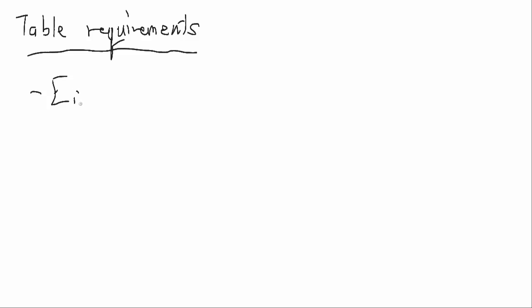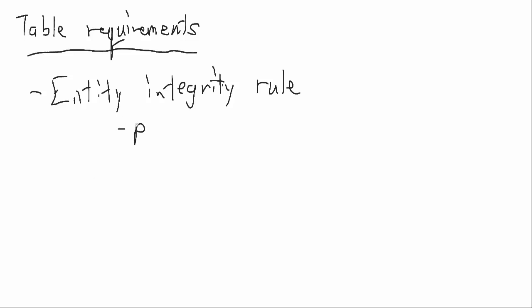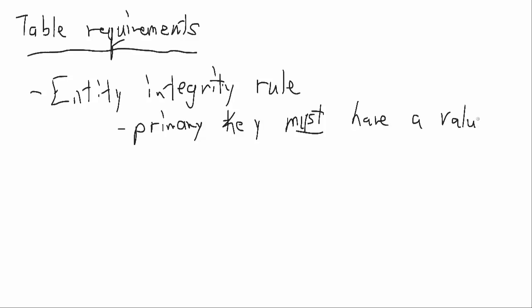First one, entity integrity. What does that mean? That means every primary key must have a value. Entity integrity. To maintain the integrity of the definition of that entity, we need to have some identifier for it. So the primary key has to have a value, can't be null.